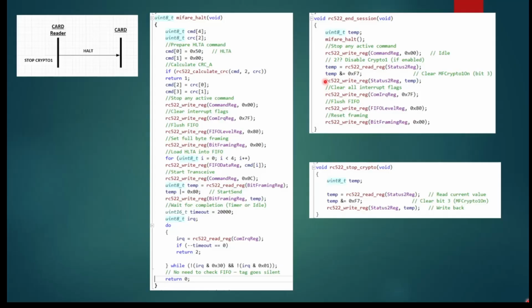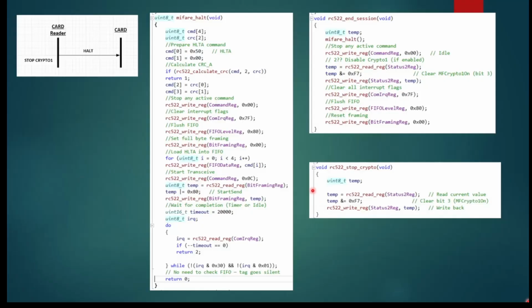Next, we send it back. Then after that, we're going to clear our interrupts, flush the FIFO, and reset the framing to 8-bit. So basically, ending the session is stopping the crypto.